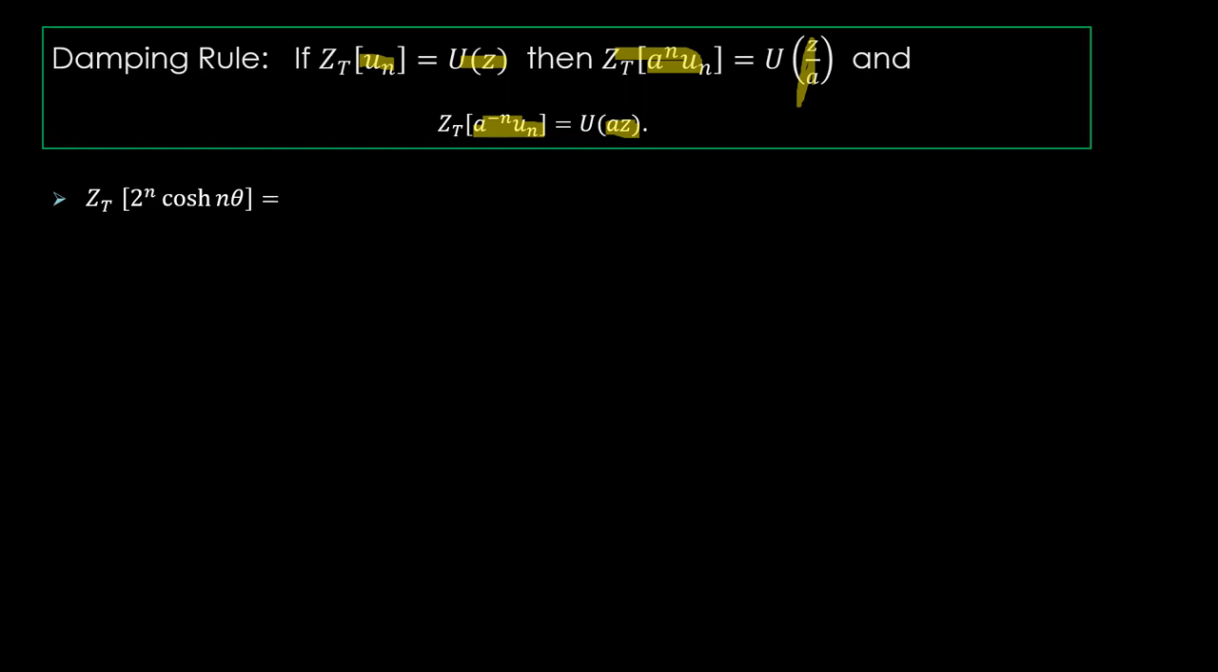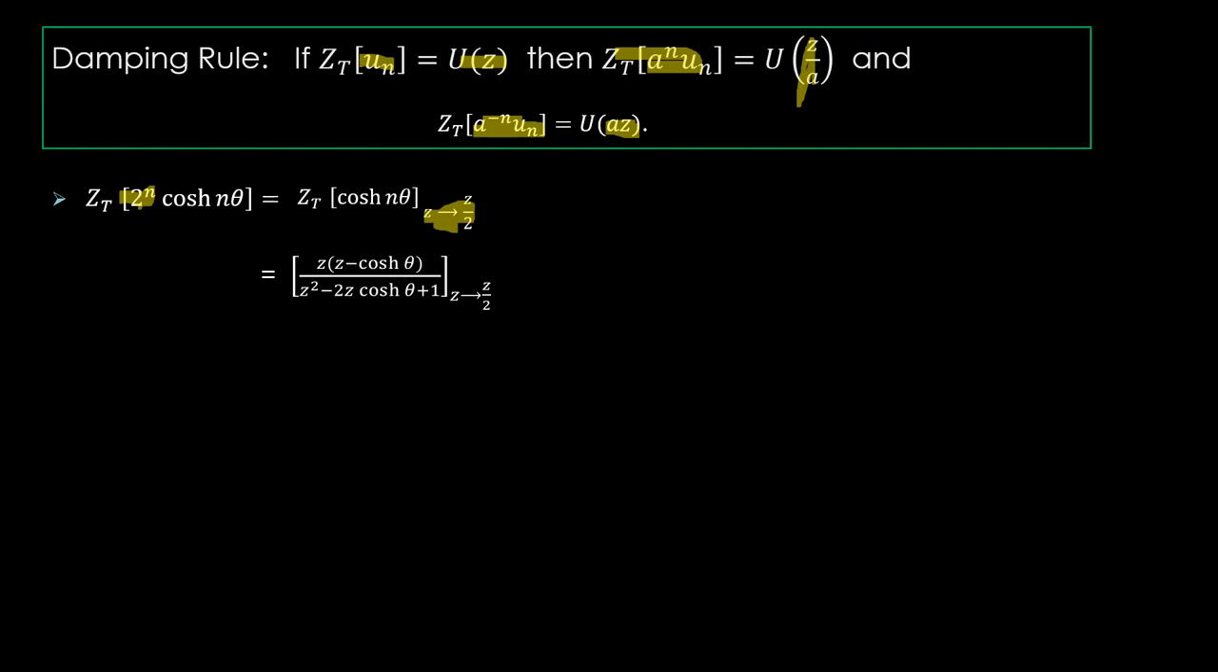Z transform of 2^n cosh(n theta) is equal to the z transform of cosh(n theta), wherever z is replaced by z/2. What is the z transform of cosh(n theta)? It is z(z minus cosh theta) divided by z square minus 2z cosh theta plus 1, wherever z changes to z/2.